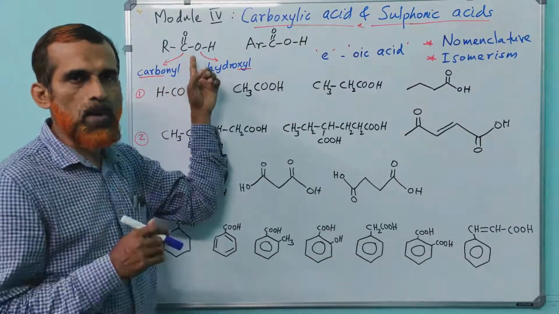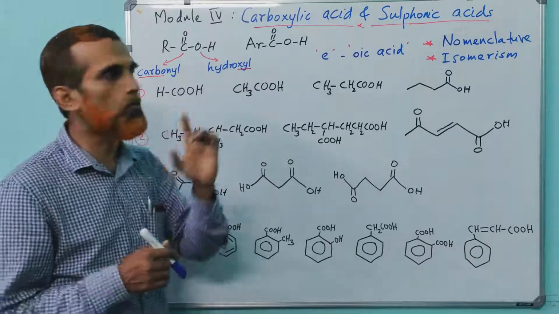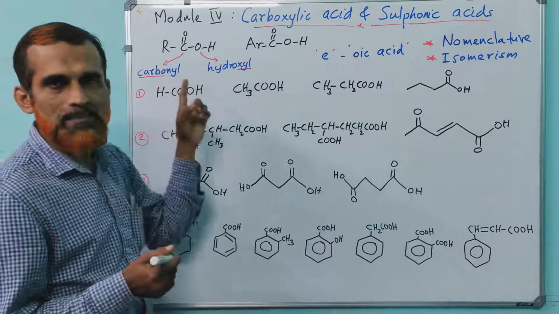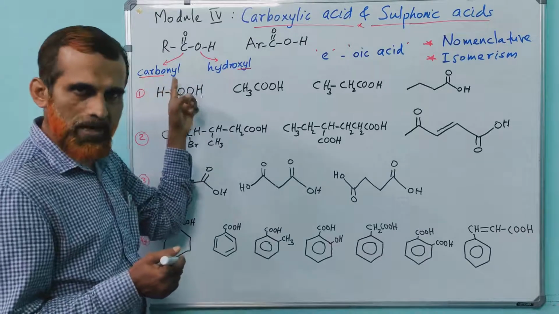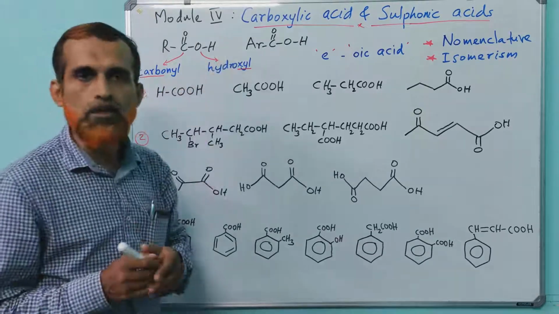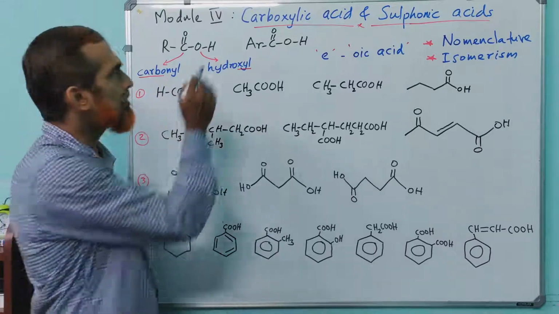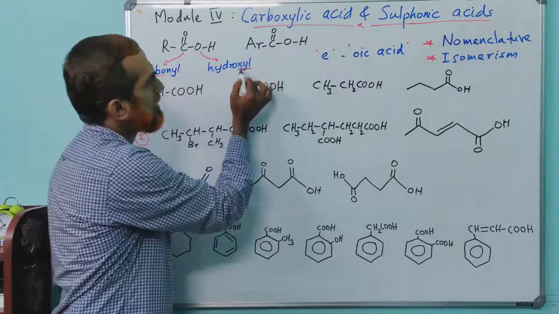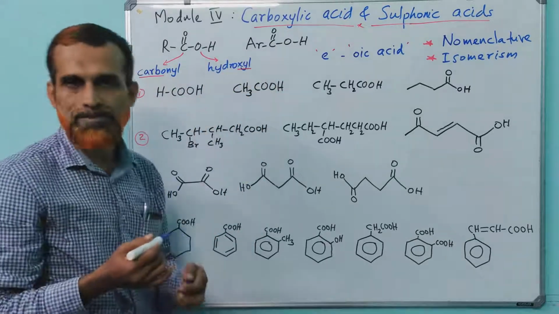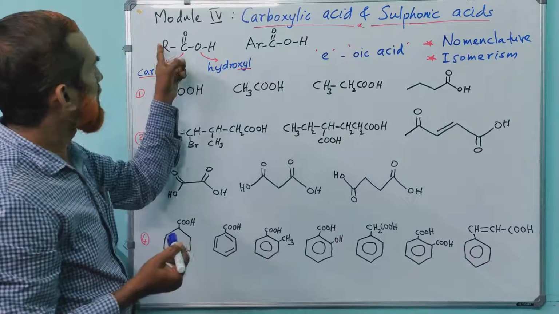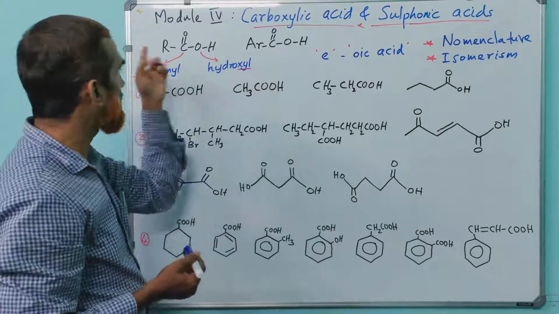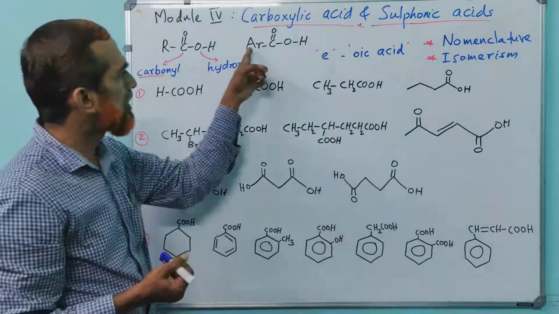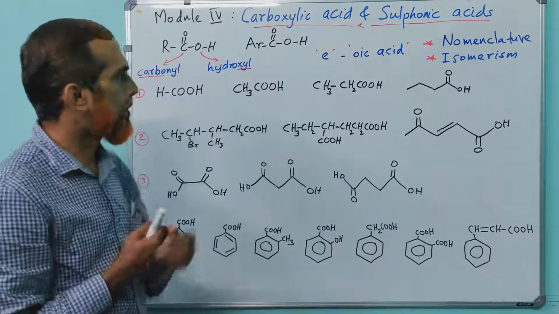This is the general formula of carboxylic acid. As you know, the functional group is COOH. So there are two functionalities. CO is the carbonyl group and OH is the hydroxyl group. So naturally the name carboxylic comes from carbo, from here, and xyl. So together, carboxyl. This is representing aliphatic carboxylic acid, where R is an alkyl group, and this represents aromatic carboxylic acid, where Ar is the aryl group.